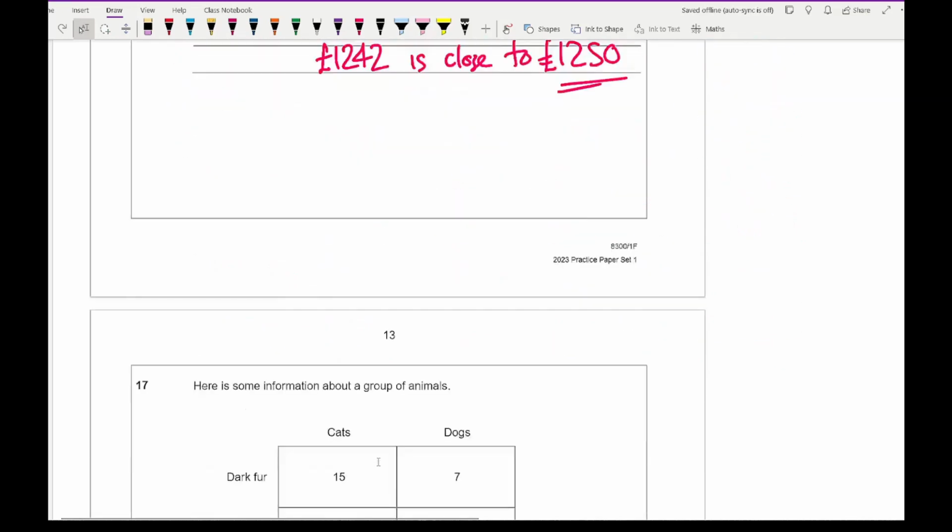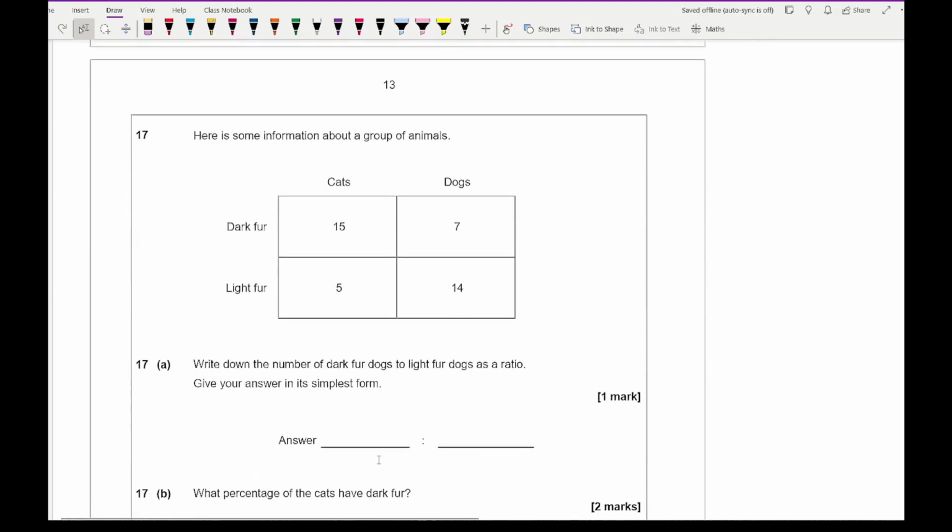I would say it's pretty close. Moving on to question 17, it says here is some information about groups of animals, and the question is asking us to write down the number of dark furred dogs to light furred dogs as a ratio. So here we've got 7 to 14, and then we divide both numbers by 7, so we get 1 to 2.